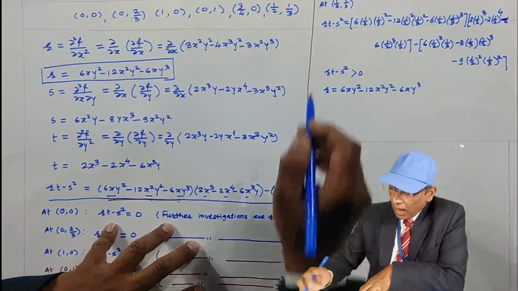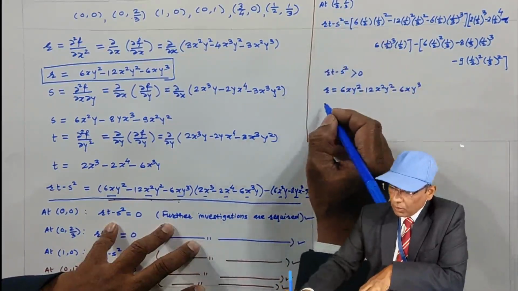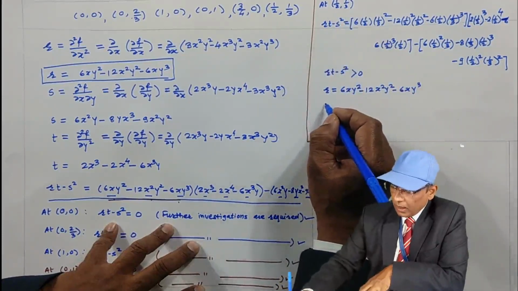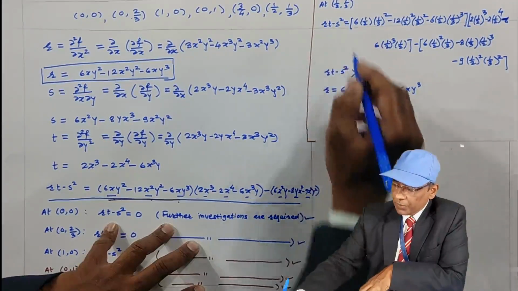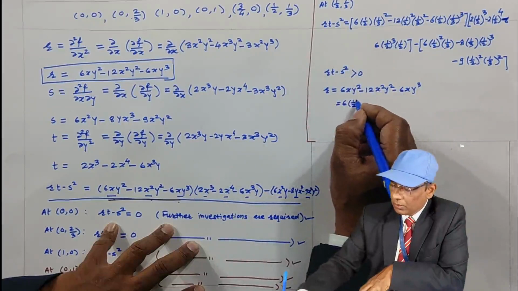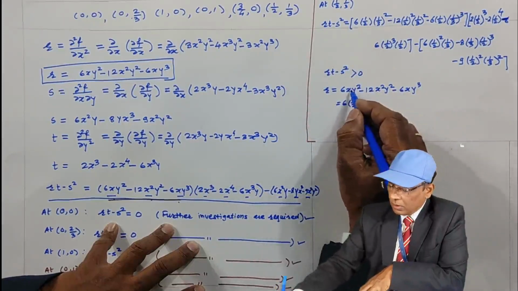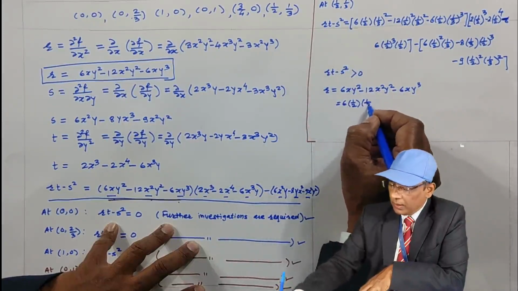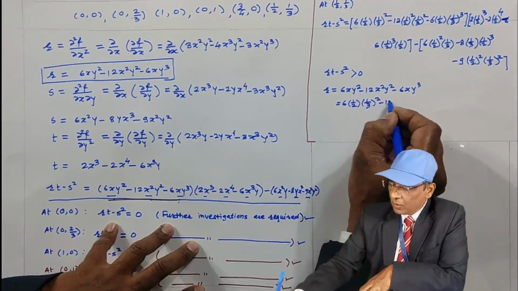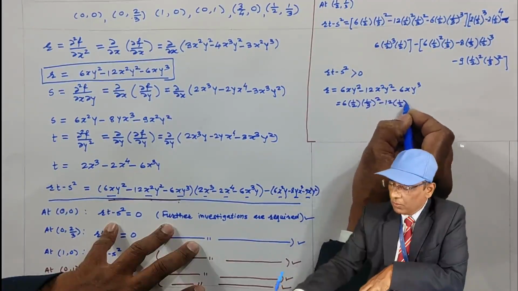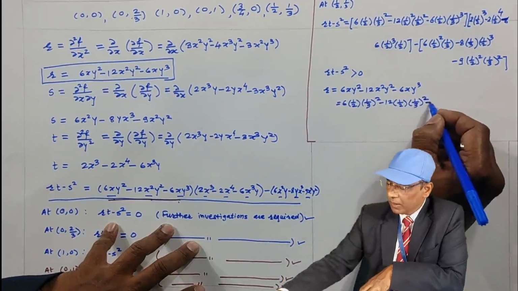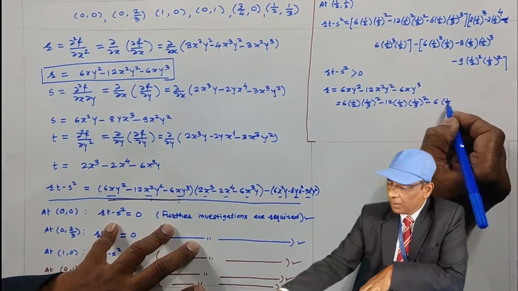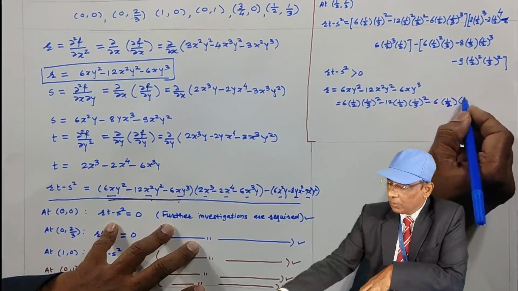Now at (1/2, 1/3) I want R. At (1/2, 1/3) I want 6 times 1/2 times (1/3) square, minus 12 times (1/2) square times (1/3) square, minus 6 times 1/2 times (1/3) cube.